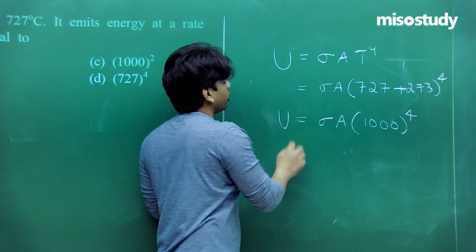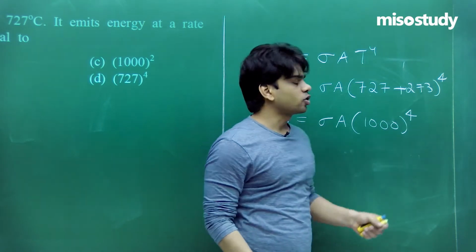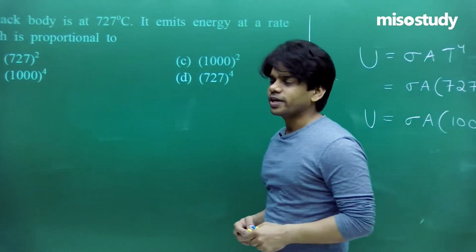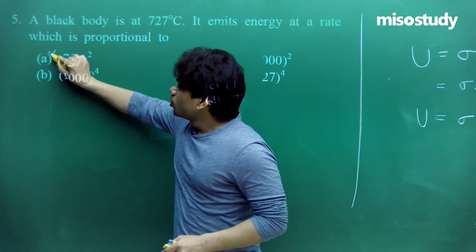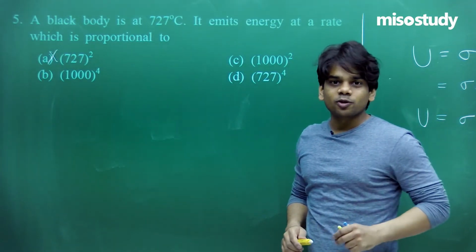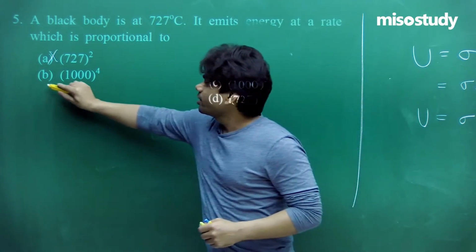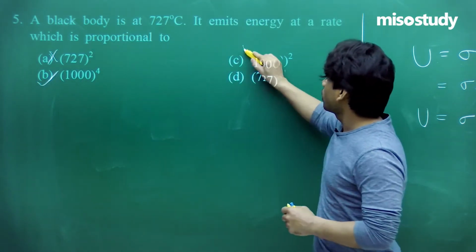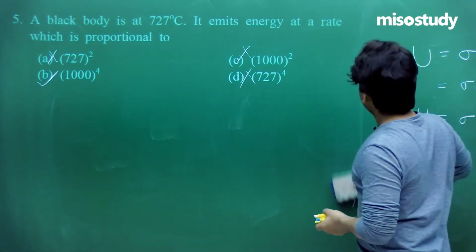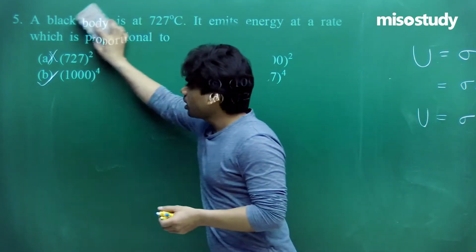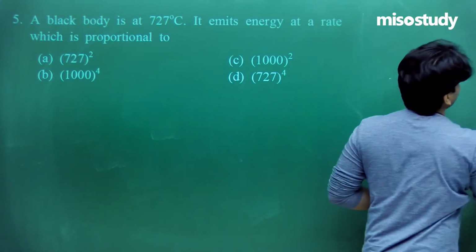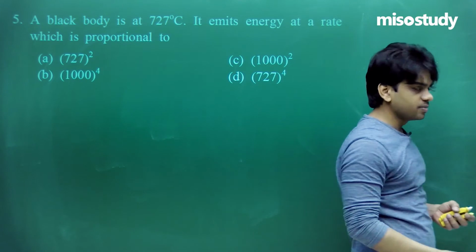This is the rate of energy emission. So sigma A 1000 to the power 4. How is it proportional? It's proportional to 1000 to the power 4. We can see, don't use temperature in Celsius. That is what the examiner is checking. What temperature are you using? Use it in Kelvin, and that will give you 1000 to the power 4, not 1000 to the power 2, not 727 to the power 4. If you remember this formula, you can answer this question very quickly and easily in your examination.